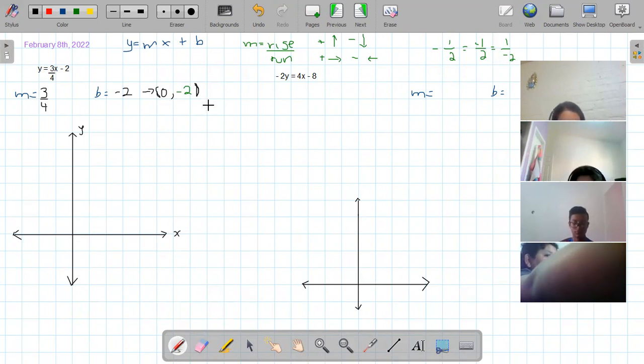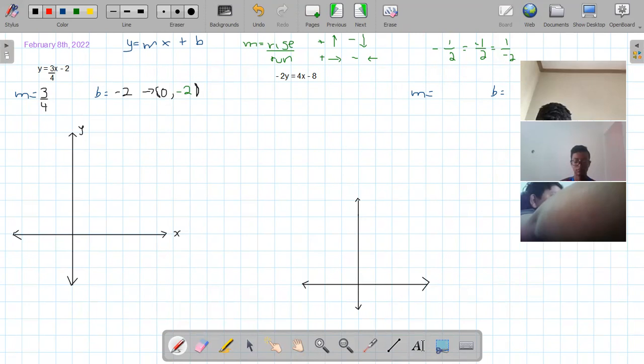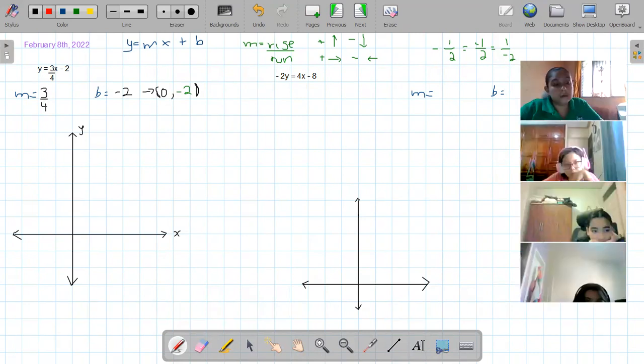Now, what else do we need to do before graphing? We need to determine if the rise goes up or down, and the run right or left, okay? So that's what we're going to do. We're going to identify it. So the rise, 3, it's positive. So should it go up or should it go down? Up. Up, exactly, it goes up.